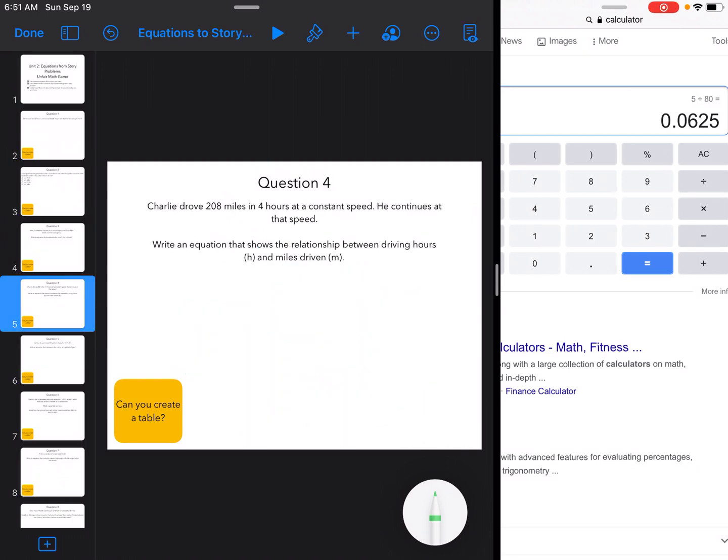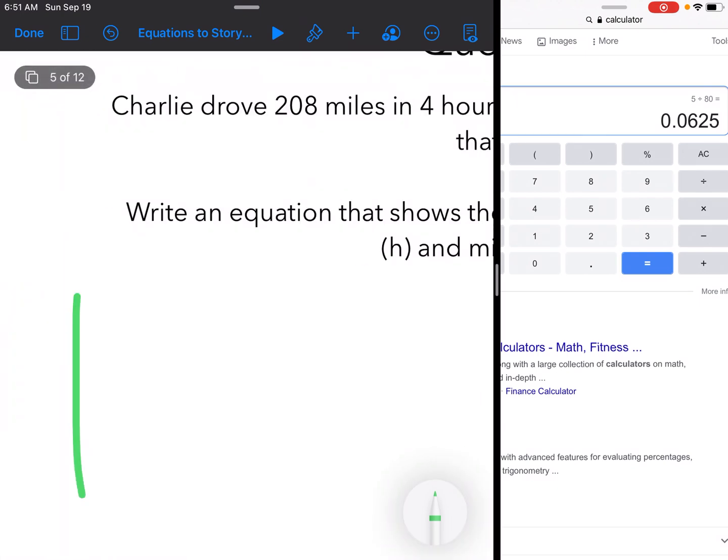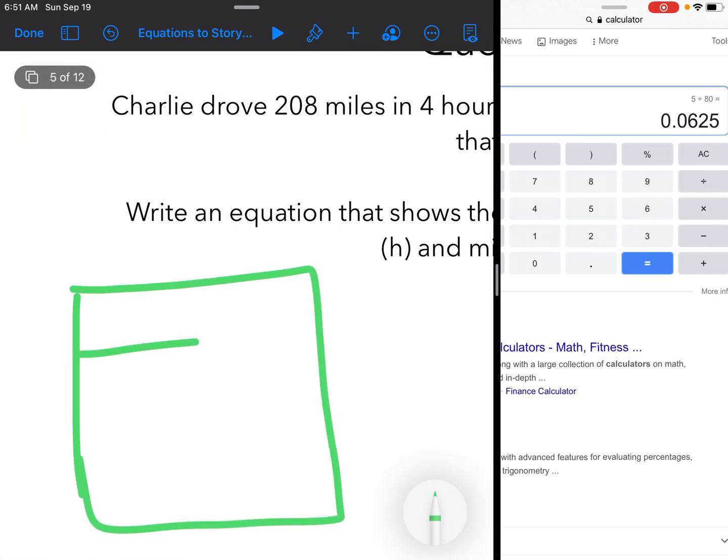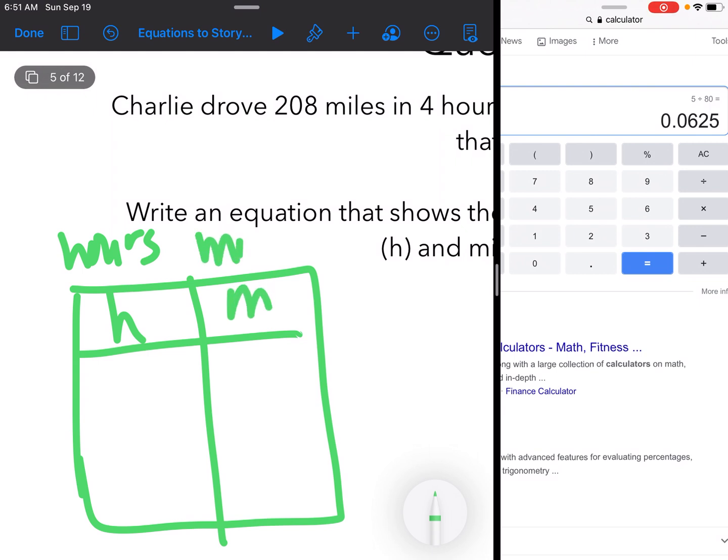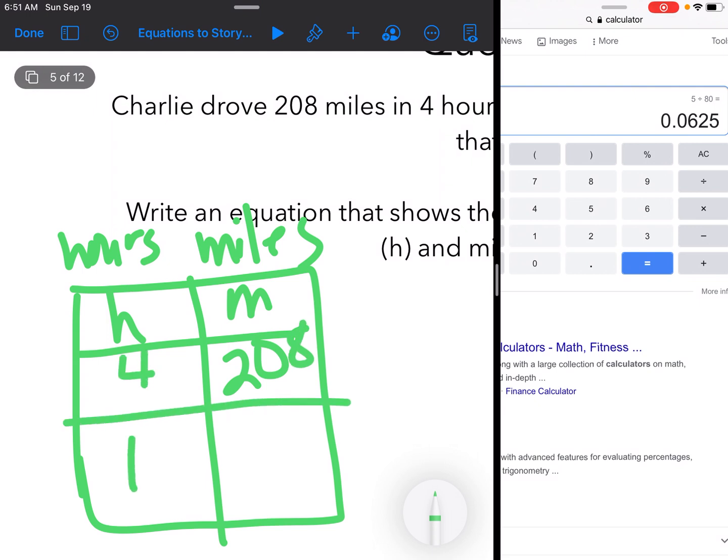Charlie drove 208 miles in 4 hours at a constant speed. He continues at that speed. Write an equation that shows the driving hours, H, and the miles driven, M. So I'm going to draw myself a table. So I know I have hours and miles. So it's 208 miles in 4 hours. I have to figure out what it is for 1 hour. So I'm going to divide by 4 and divide by 4.